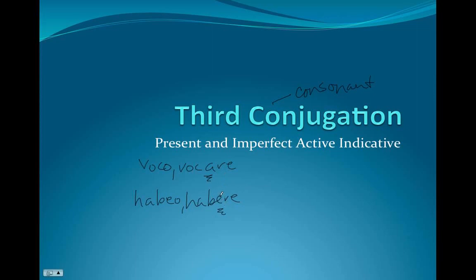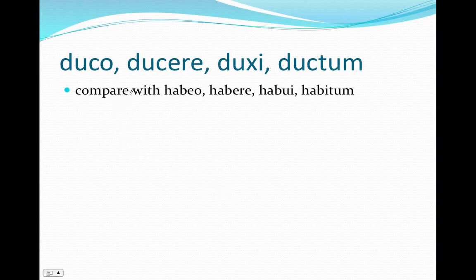So let's take a look at what a third conjugation verb looks like. Our paradigm verb here is going to be duco, to lead, so duco, ducere, duxi, ductum. And the third conjugation is marked by a short E in the infinitive. And the other thing you'll note as you start learning these is that the principal parts of the third conjugation are going to be a little more complex than the first and second.